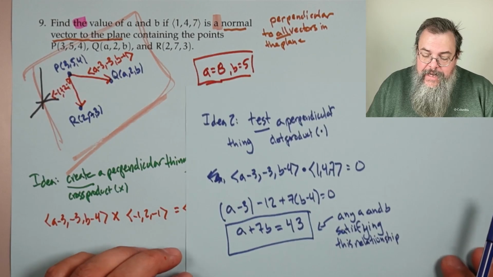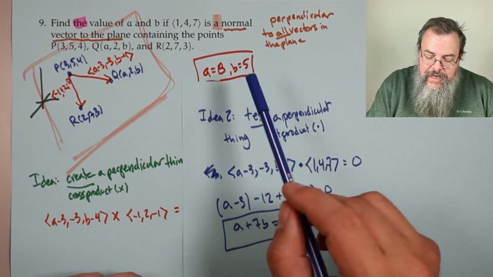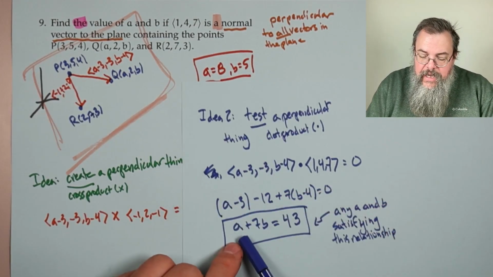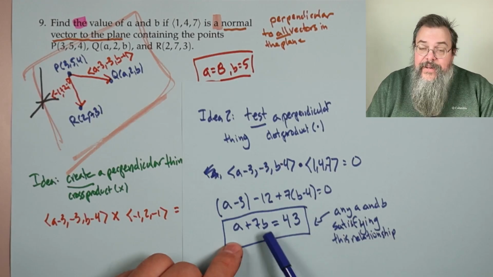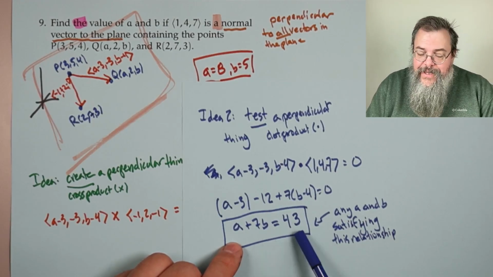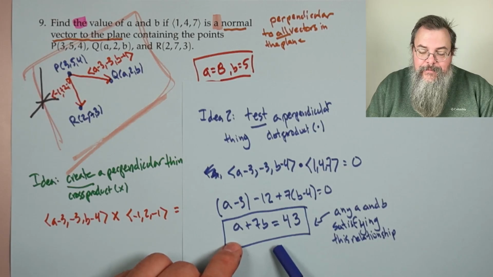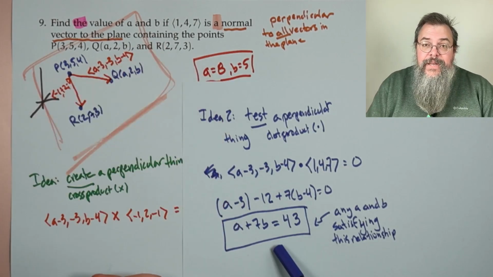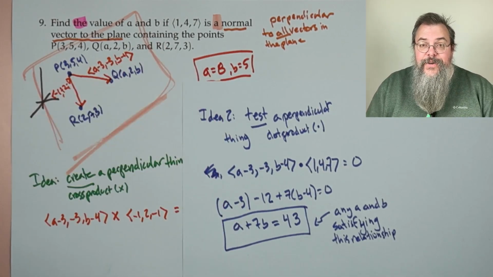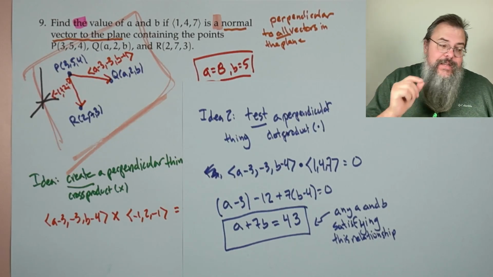Now, what about our a and b? Well, let's check it out. A is 8, so 8 plus 7 times 5, 8 plus 35 is 43. So this indeed is a point in the plane, and it leads to a point in the plane. But it's not the only thing that works. So there are actually infinitely many correct answers in the way that this problem was stated.